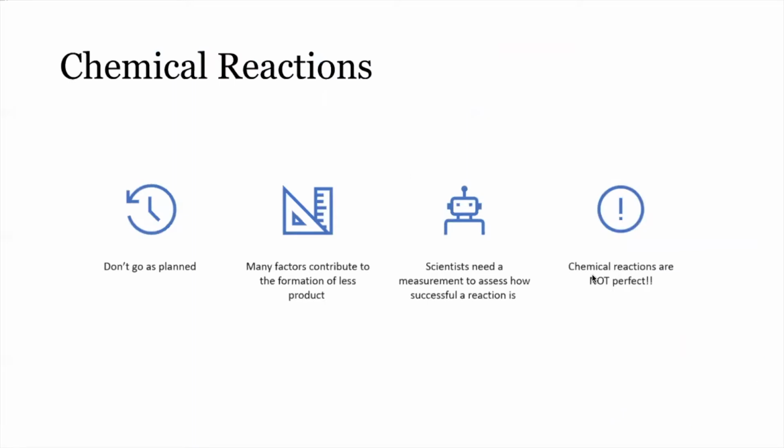So chemical reactions in our real world don't always go as planned on paper, right? In the course of an experiment, many things will contribute to the formation of less product than what would be predicted. Besides spills and other experimental errors, there are usually losses due to incomplete reactions and other things like undesirable side reactions. So essentially, chemists need a measurement that indicates how successful a reaction has been. And this measurement is called percent yield.